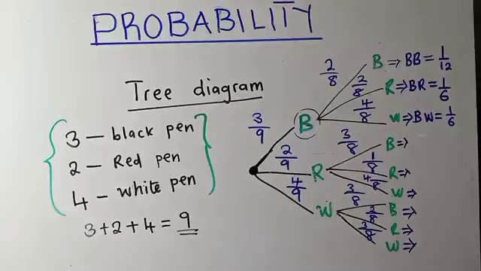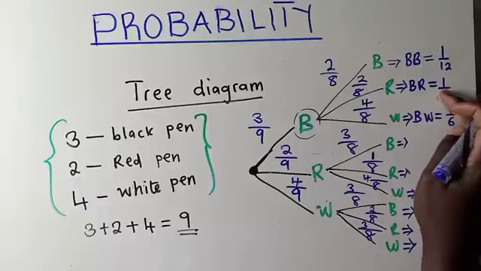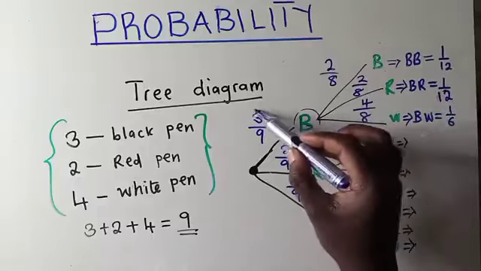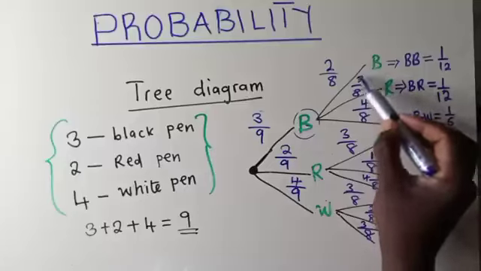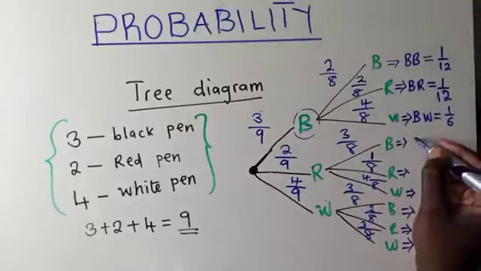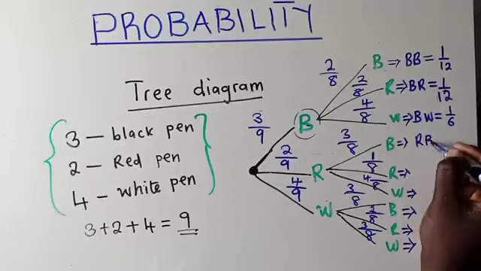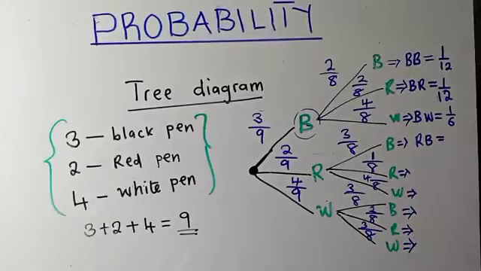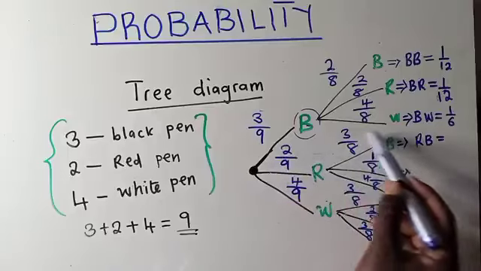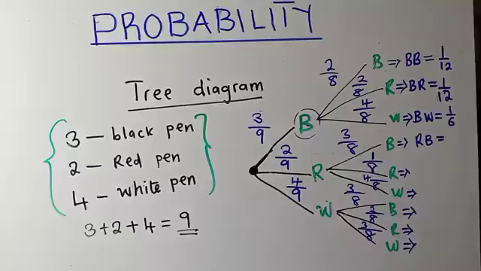Okay, here I think there is a mistake here. I was supposed to get 1 over 12. If I say this times this right here for red, it will be 1 over 12. We go to the next one, RB. Okay, so R is right here, 2 over 9. B is 3 over 8. So it will be 2 over 9 times 3 over 8.